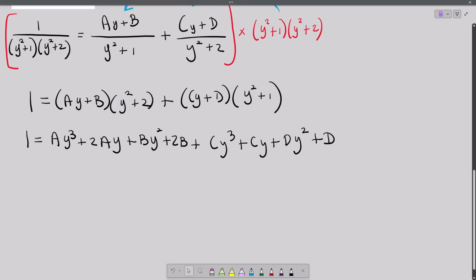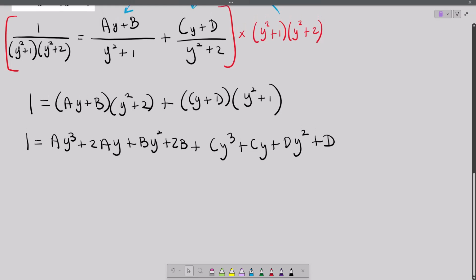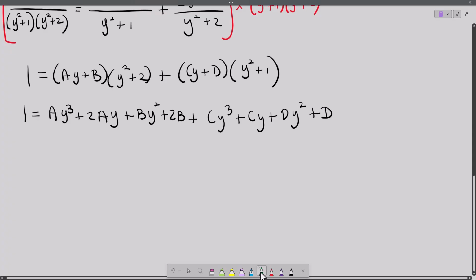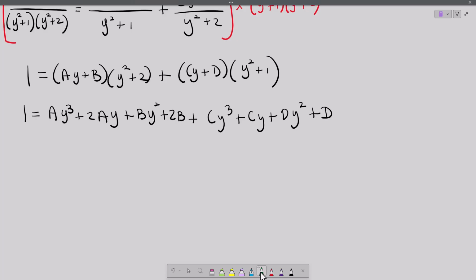Now how many equations are we going to have? 4. We have 4 unknowns, A, B, C, D. If we have 4 unknowns, we have to have 4 equations in order to solve. So we're going to start with the power of 3. What is the power of 3 coefficient on the left? 0. Good. And then on the right, we look at all those that have a power of 3, so that coefficient is going to be a plus c. So there's our first equation.